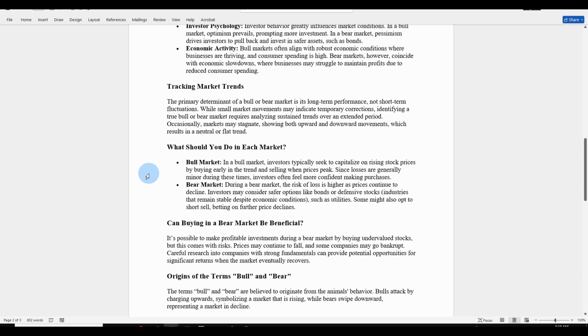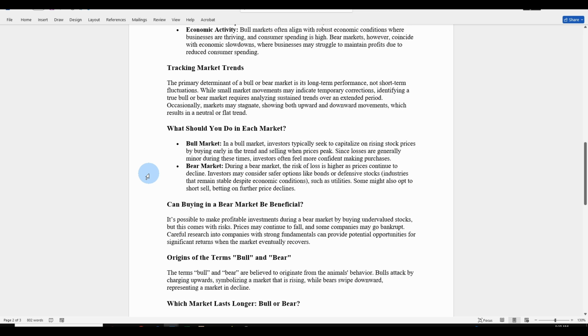Bull market: in a bull market, investors typically seek to capitalize on rising stock prices by buying early in the trend and selling when prices peak. Since losses are generally minor during these times, investors often feel more confident making purchases. Bear market: during a bear market, the risk of loss is higher as prices continue to decline. Investors may consider safer options like bonds or defensive stocks, industries that remain stable despite economic conditions, such as utilities. Some might also opt to short sell, betting on future price declines.